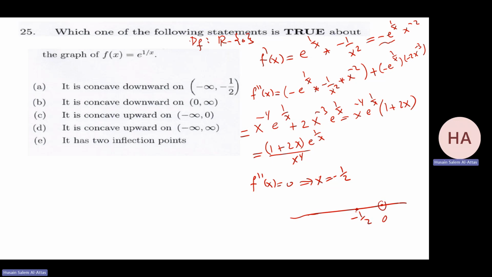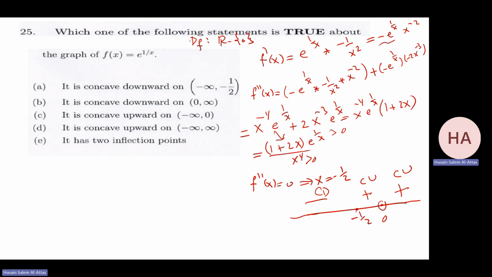Don't forget it's open. Okay, take a value for x less than minus half. By the way, this is always positive, this is always positive. I care about this. Minus 1, that gives me negative. Between minus 1 over 2 and 0, say minus 1 over 4, that gives me positive. More than 0, that gives me positive. So it's concave down, concave up, concave up.